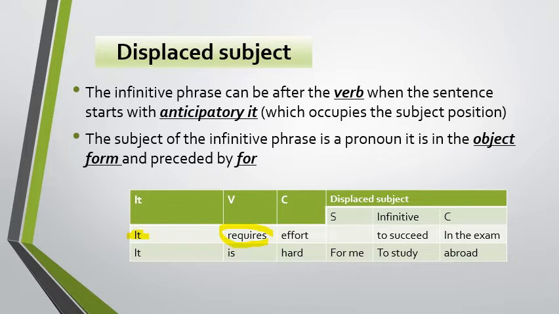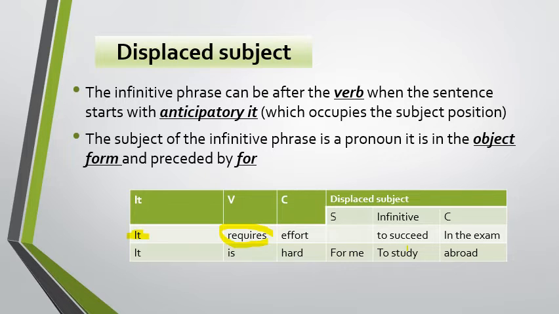My subject is the whole phrase here: to succeed in the exam. To succeed is the infinitive, and the exam is the complement of the infinitive. They both are the subject which changed its position, coming after the main verb. Why did it come after the verb? Because we have anticipatory it that came in the subject position. This is the first thing.